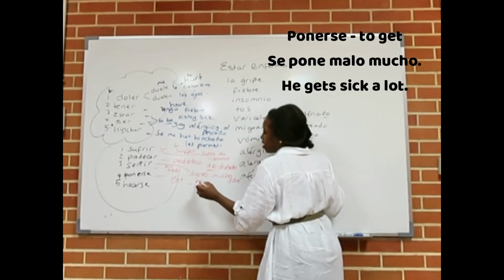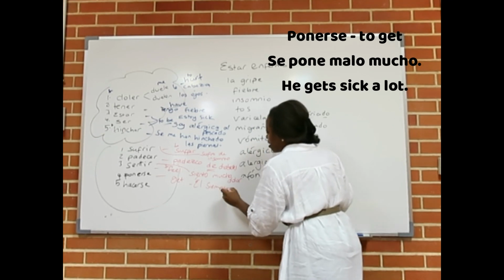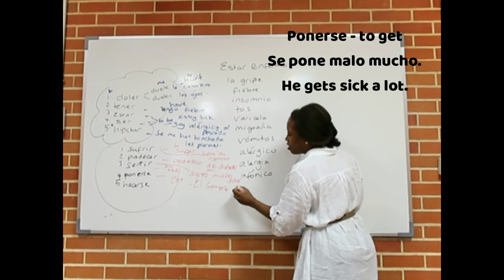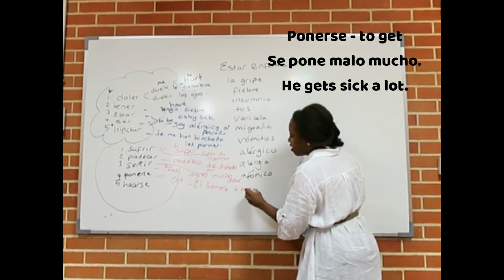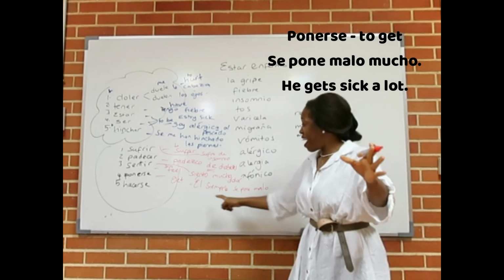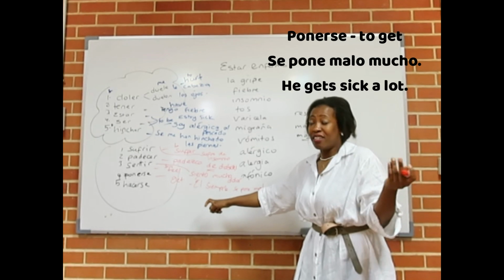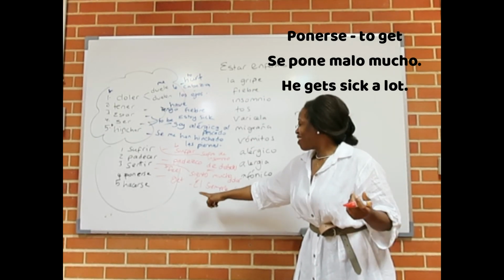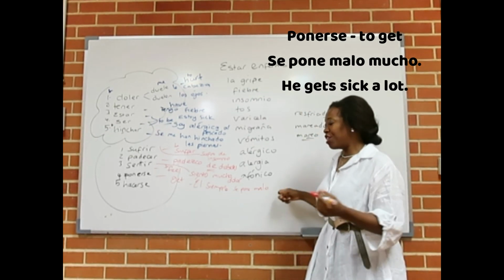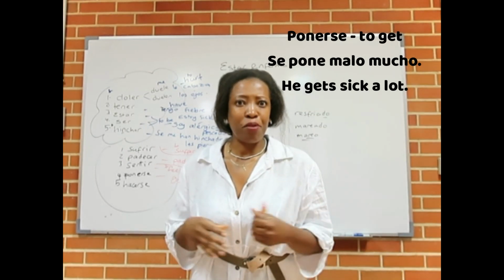Él siempre, that's a funny R, se pone malo. Okay? He always gets sick. Él with the accent to differentiate it from el, as in the. Él siempre se pone malo. He always gets ill. Or you might say to somebody, ponte bien pronto.